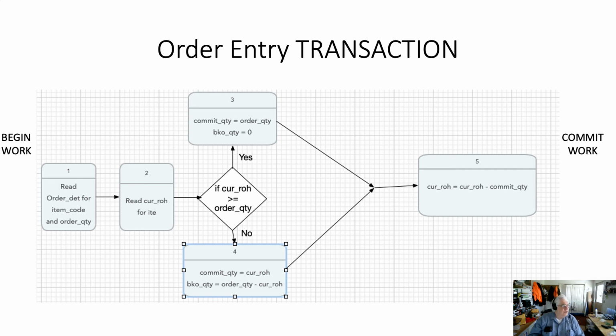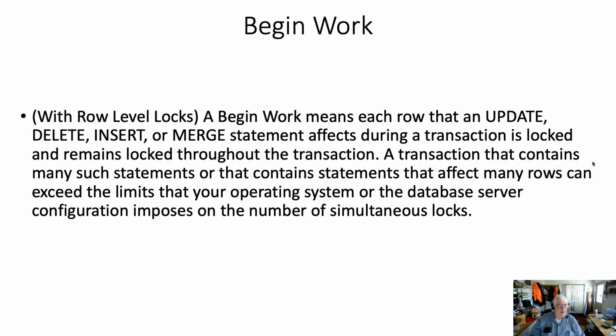Okay, so in our world, that order entry transaction, before we got to here, we would begin work. And then we would read, and we would read the other table, and we would make our decision. We'd do our calculations. We'd go back and update table 2. And then we would commit work, which means, okay, we want all these to happen as one transaction.